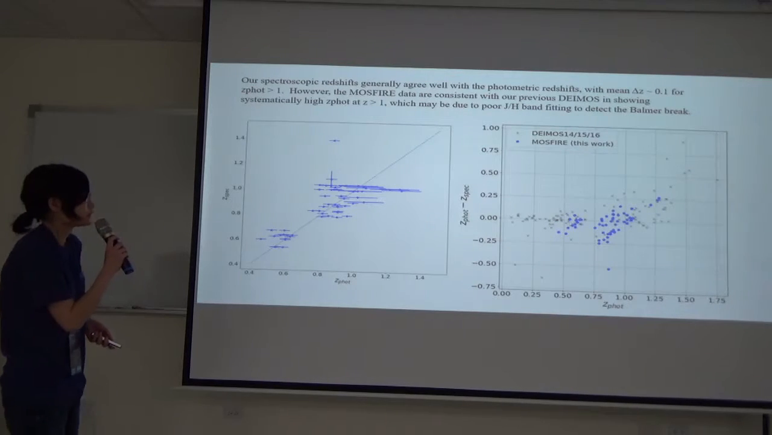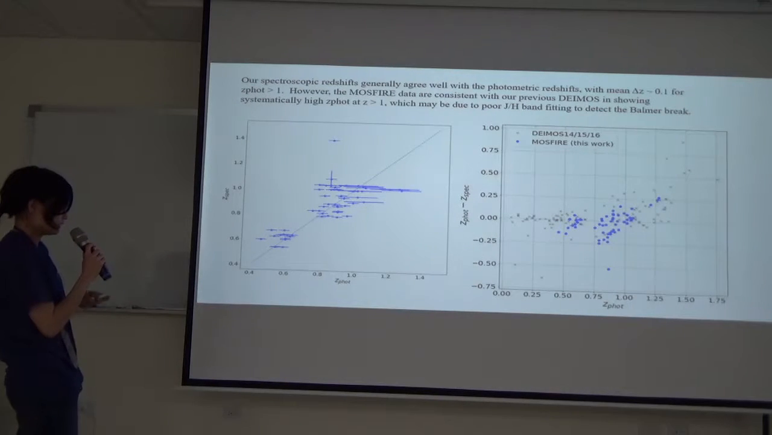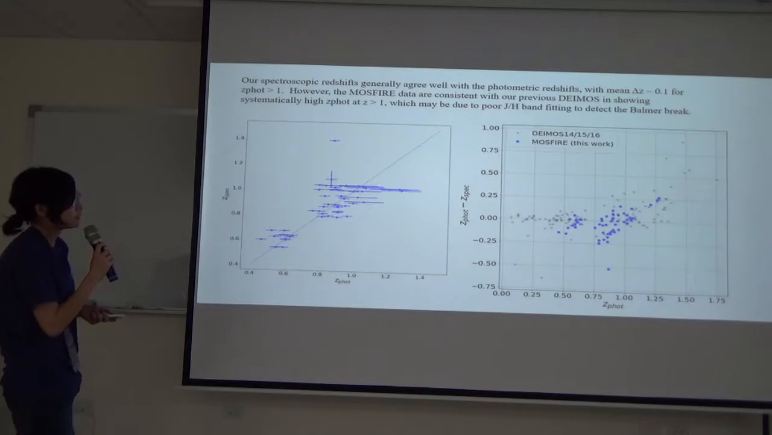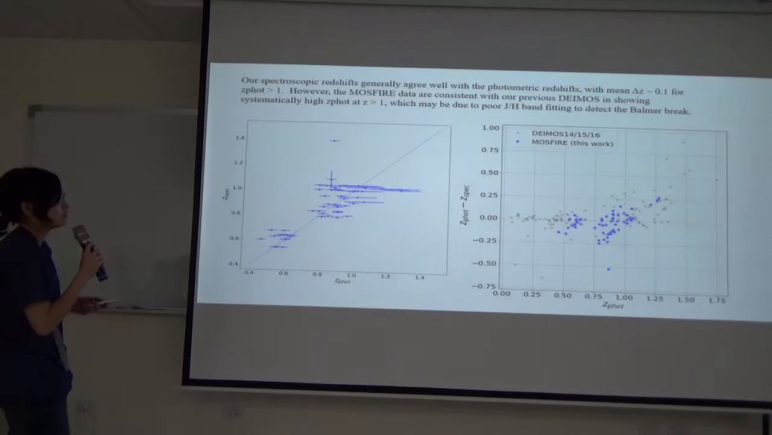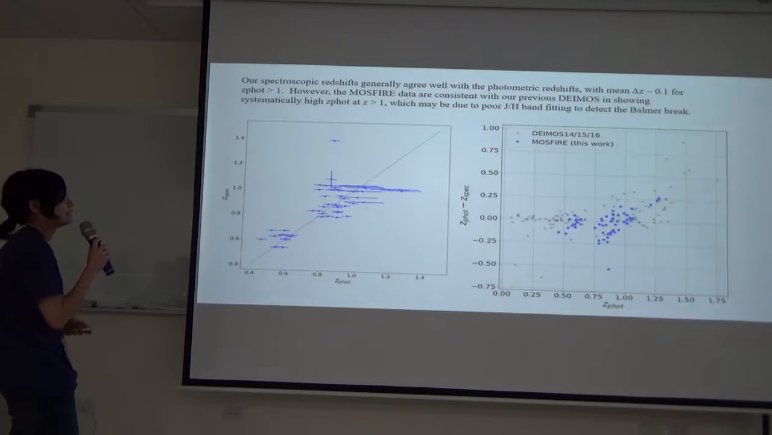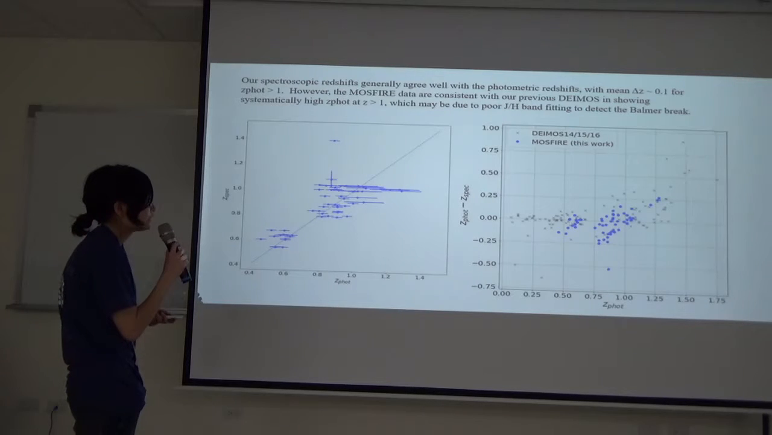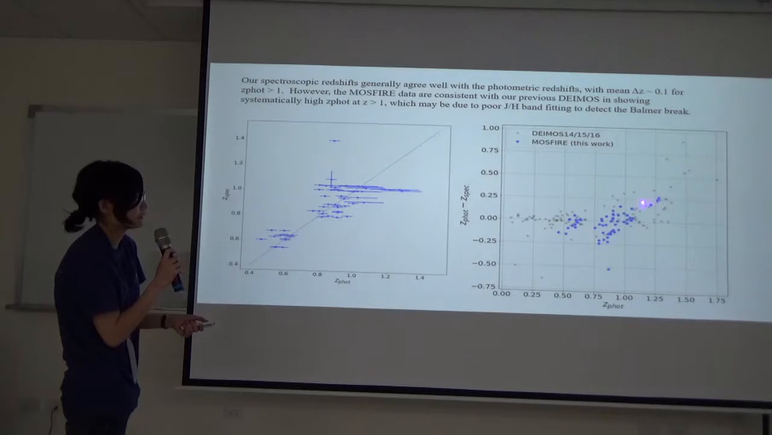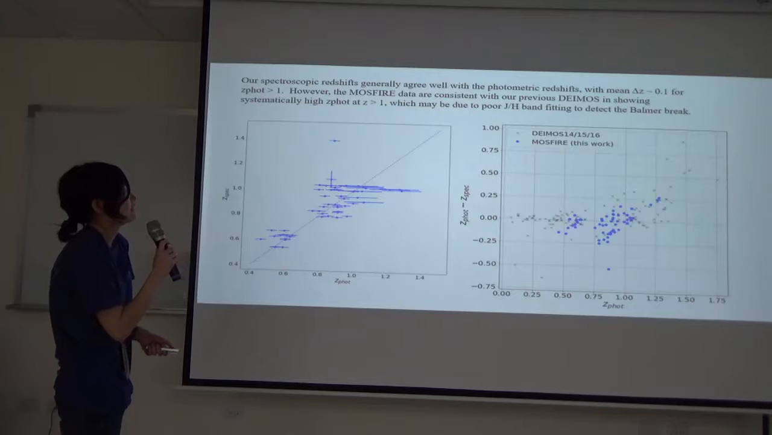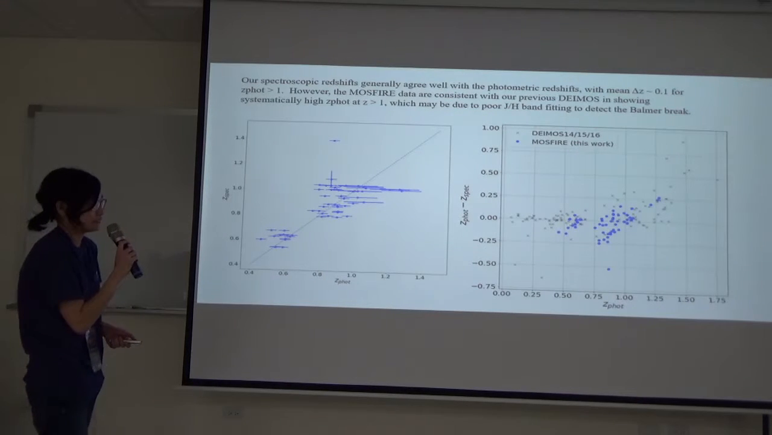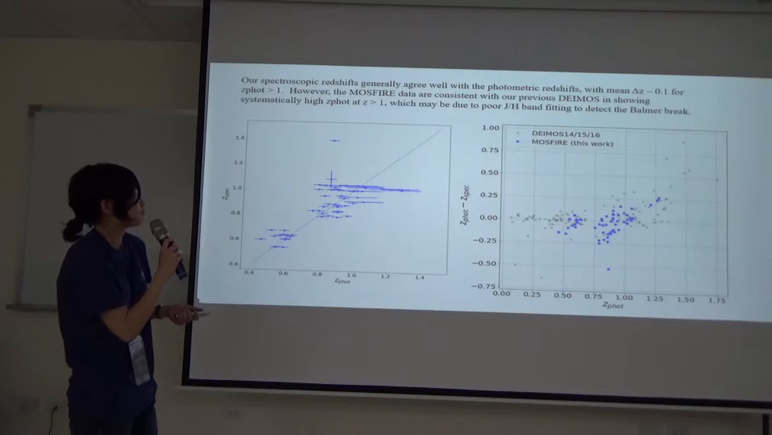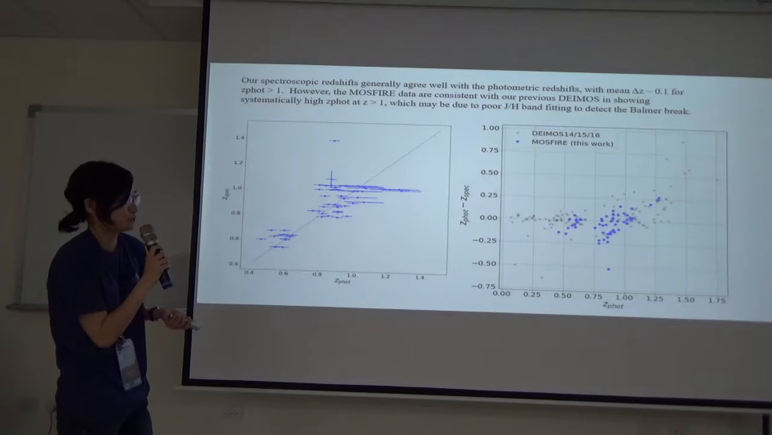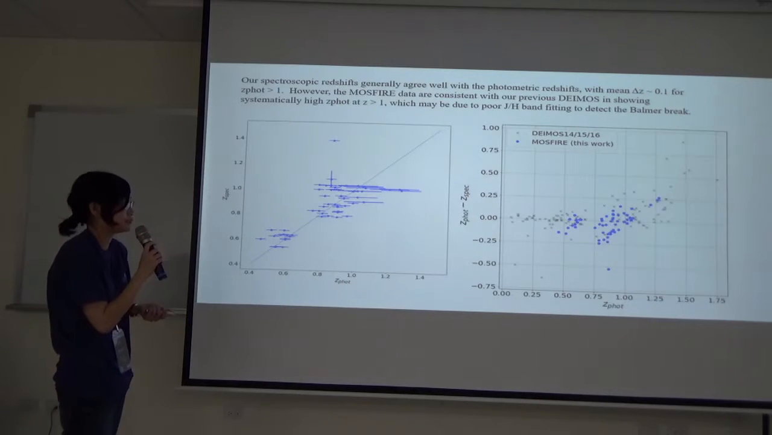Okay, one of the first things we investigated was the comparison between spectroscopic and photometric redshifts. In general, the redshifts less than 1 agree well with Nagisa's photometric redshifts. However, when we plot the residuals versus the photometric redshift, there is a systematic offset where the photometric redshift is overestimating the redshift. That may be due to poor data in the J and H bands.